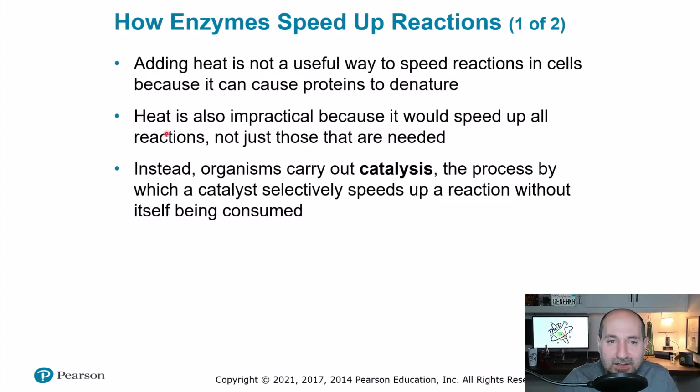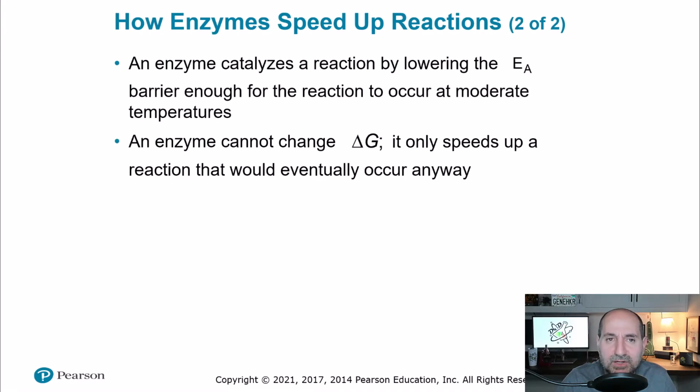Instead, we use what are called enzymes, right? Organisms carry out catalysis, the process by which a catalyst selectively speeds up a reaction without being consumed itself. We use enzymes to speed up reactions. We do not use temperature or heat to speed up reactions. It wouldn't be practical inside of our cells.